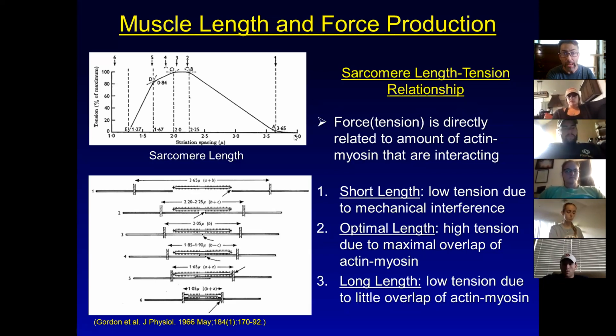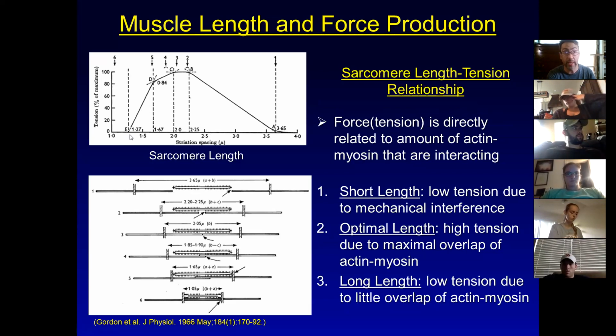And so out here on the far right is a very stretched out sarcomere. Way over here on the left is a very shortened sarcomere, smushed in on itself. And then here in the middle is something somewhere in between those things. And then the y-axis is force production, or tension in this instance. And it's tension expressed as a percentage of maximum, because you get so little tension out of an individual sarcomere.